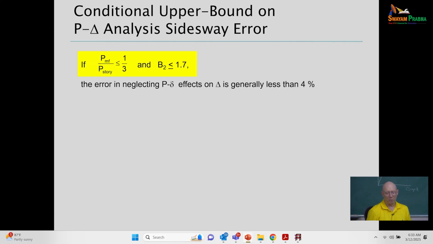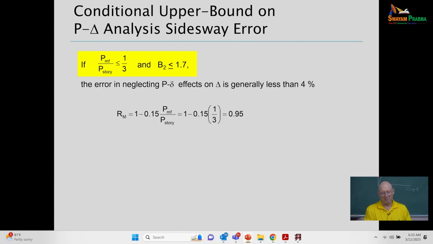So if you have PMF over P story less than or equal to 1/3, and if B2 is less than or equal to 1.7, then you can basically argue that your error in neglecting P small delta effects on the large delta is generally less than 4%. Now we can show a derivation of that by using our equations that we discussed yesterday for B2. So we have the RM factor in that equation.